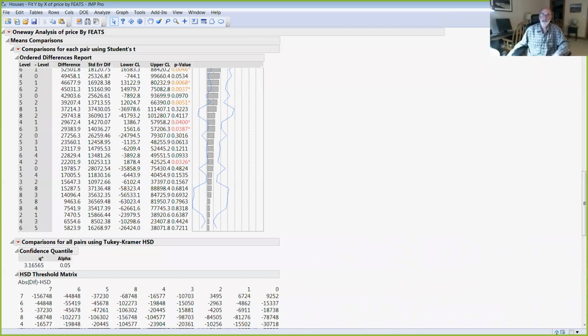So in the next lecture, I will cover multiple regression, which brings together a lot more influences at the same time.